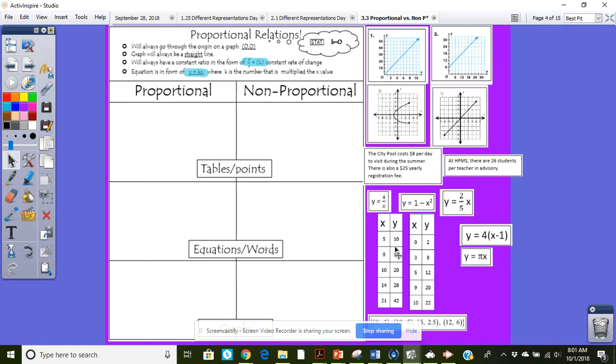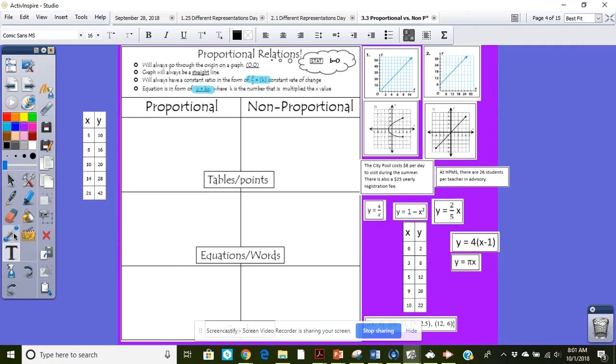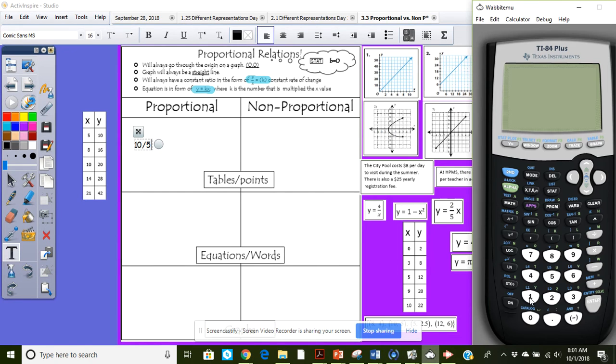When we look at our tables, if we look at this one right here, where x is 5 and y is 10, x is 8 and y is 16, we can use that formula, y over x. So we can divide y by x.